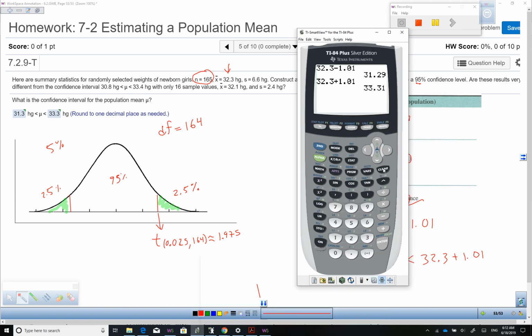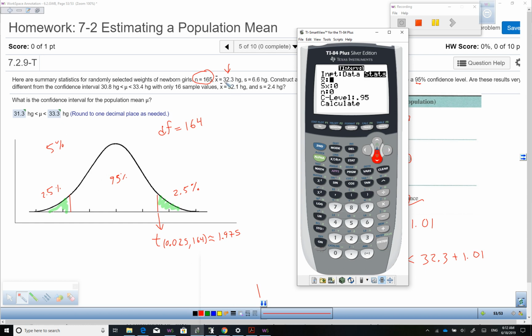There is a shorter way to do this problem by just going to Stat, you go to Tests, and you select the interval, which is down here on the second screen. I think it's right here, number 8. Press enter. Notice there are two options: data and stats. Highlight the stats. We only use data when we have the actual values of the sample. So we go to the side and highlight this one, press enter.